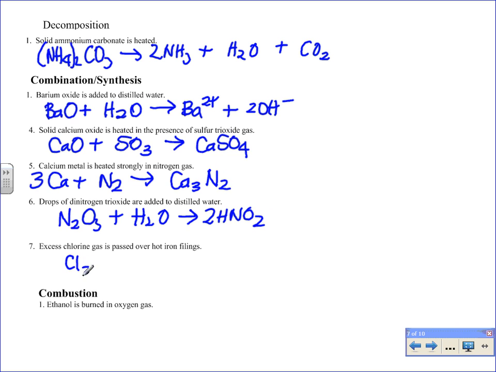This one here, excess chlorine gas is passed over hot iron filings, so we've got Fe. Iron has the more common oxidation state of 3, so this is going to be the product, FeCl3. If you chose FeCl2, it would be a minor error versus a major error. And then to balance this, you're going to put a 3 here, a 2 here, and a 2 here. Again, with these ones, with no indication of a solution being present, we keep them in their formulas.